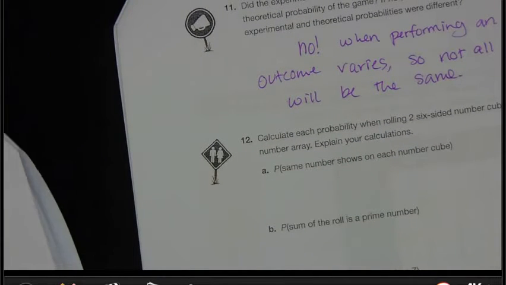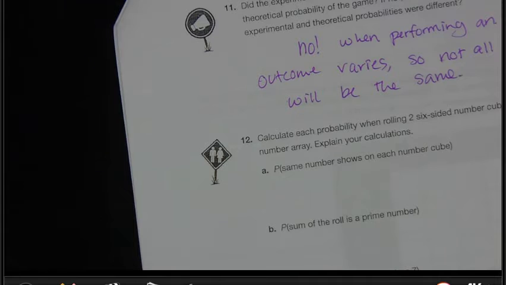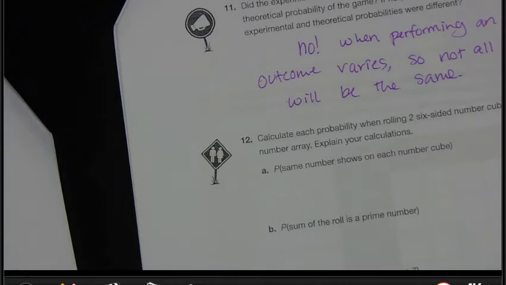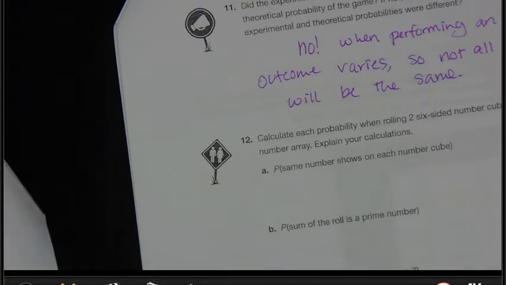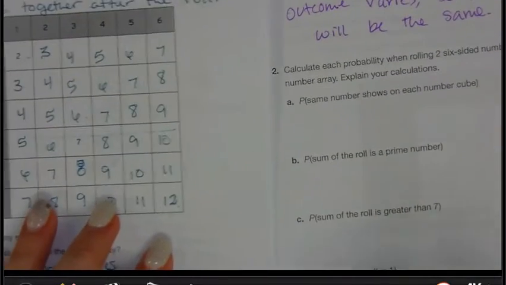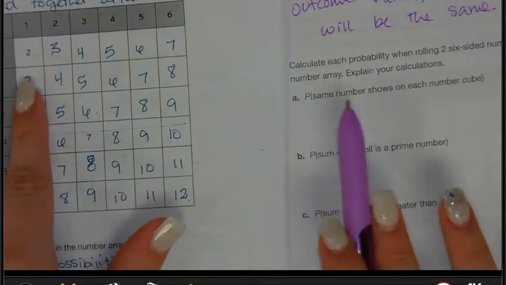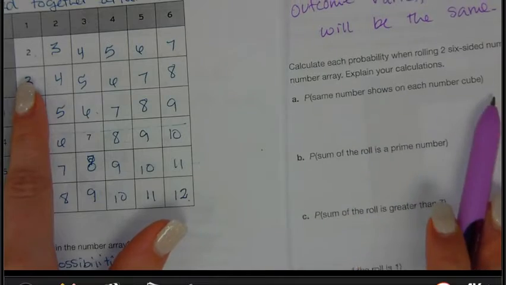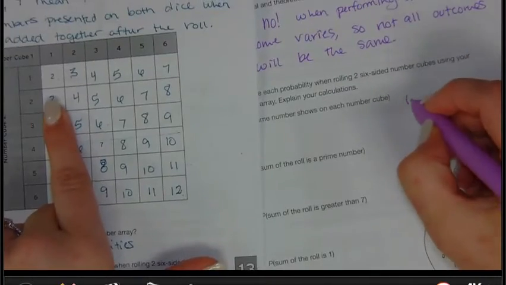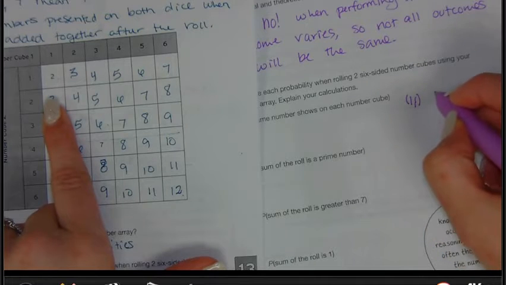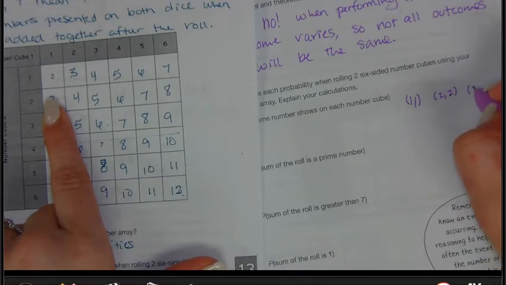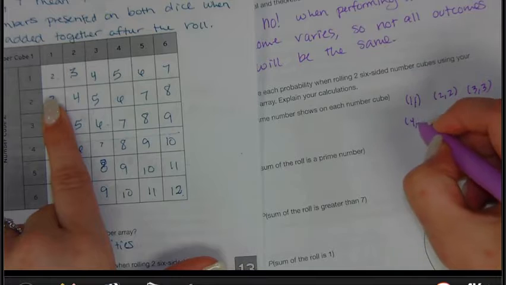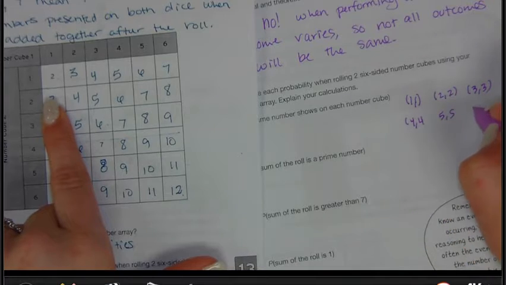Number 12, it says calculate the probability when rolling two six-sided cubes using your number array and explain your calculation. So you guys can flip back over and I'm going to have mine right here. Letter A, probability that the same number shows on each number cube. Meaning, I want to know what's the probability that I'm going to have a 1 and a 1, or a 2 and a 2, or 3 and a 3, 4 and 4, 5 and 5, or 6 and 6. What is the probability that I'm going to have this?